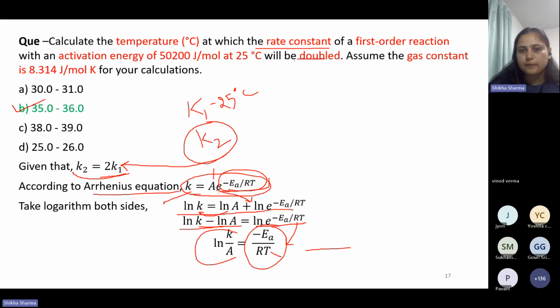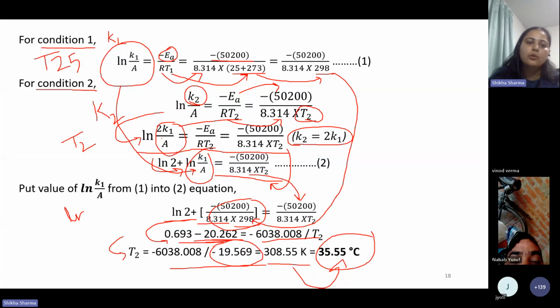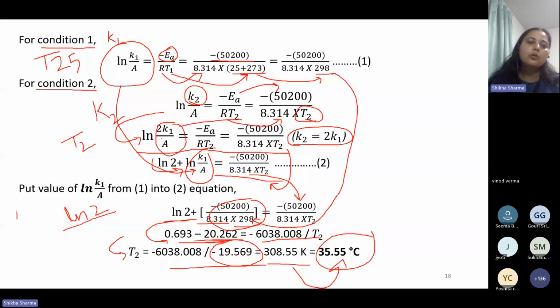Ma'am, how is ln 2 equal to 0.693? In the calculator you can do ln 2, because ln is the natural log. It's not log. When we write log, its base is 10. When we write ln, its base is e. Actually, it can be a doubt for other people, so I'm trying to explain it.